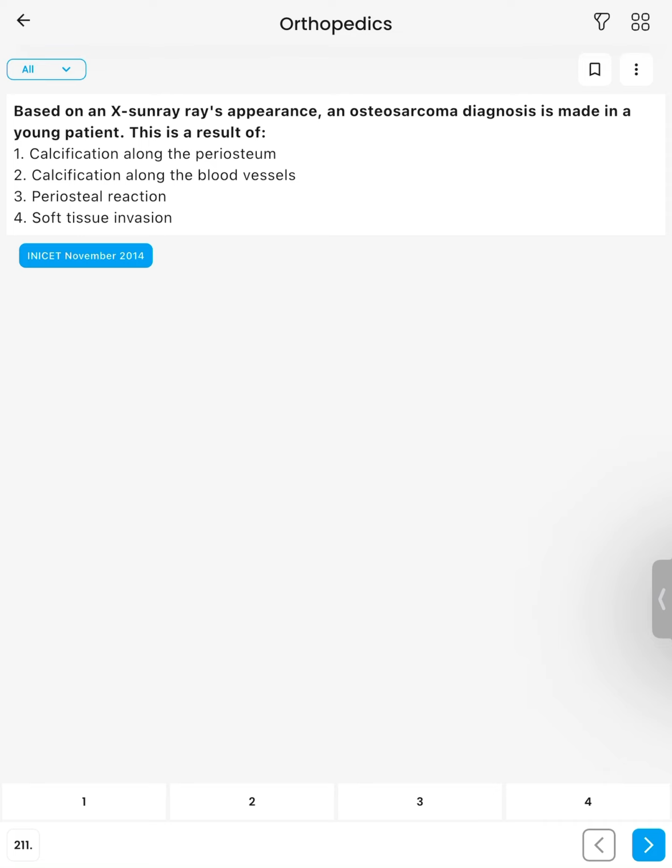X-ray shows the sunray appearance suggesting osteosarcoma. So in the young patient, the diagnosis can be made with osteosarcoma because of the periosteal reactions.